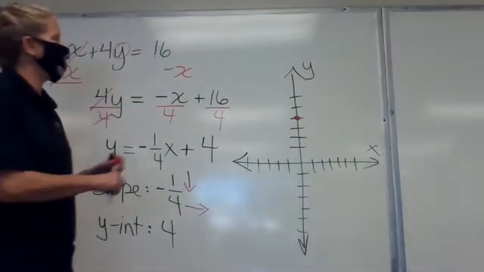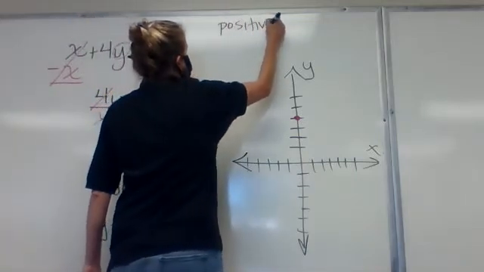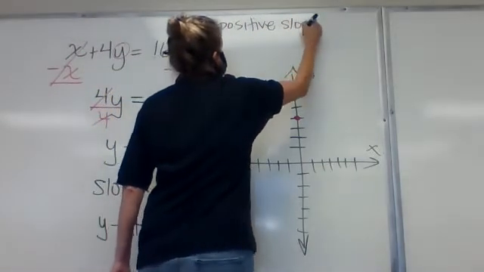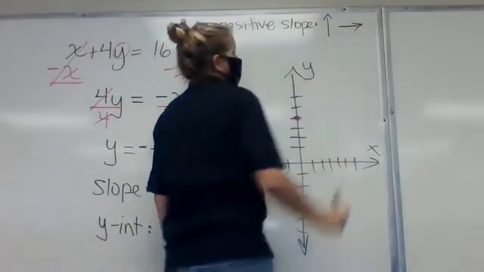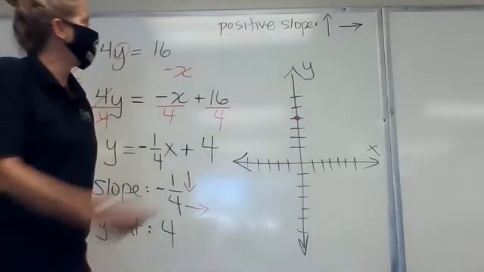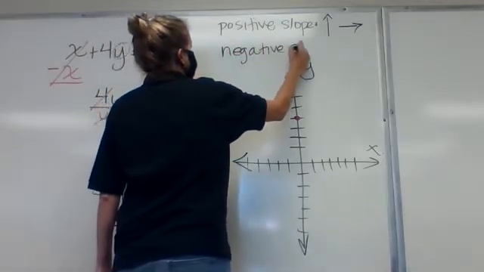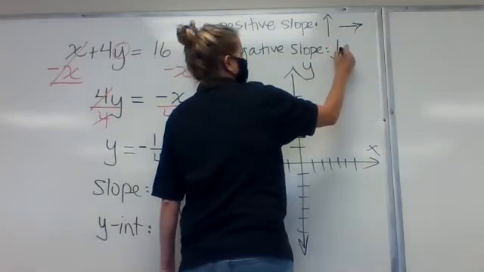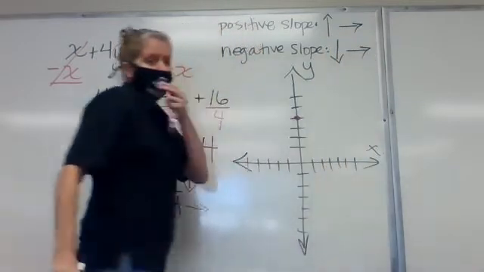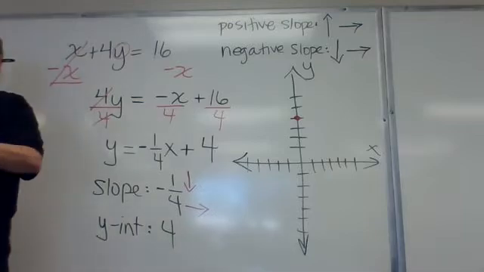So in other words, a positive slope, you can always go rise, up, run, right. A negative slope, you can always go down and right. So really the only thing changing is whether you're going up or down. Positive, go up and right. Negative, go down and right.